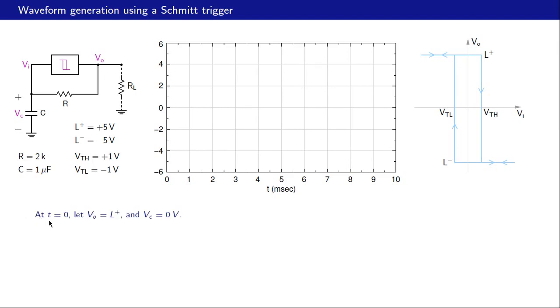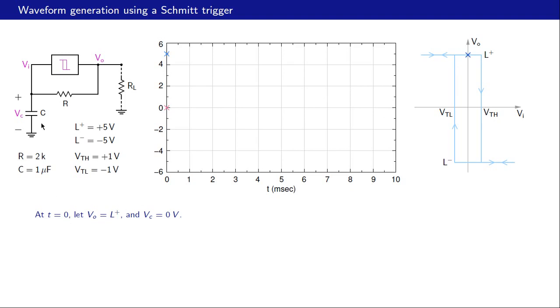Let us start at t equal to 0 with VO equal to L plus and VC equal to 0. That means the capacitor is uncharged and VC and VI are the same. So our VC equal to VI equal to 0. And our VO is L plus. So we are right here. That is the data point that we have right now at t equal to 0.